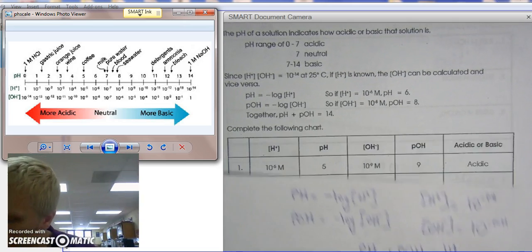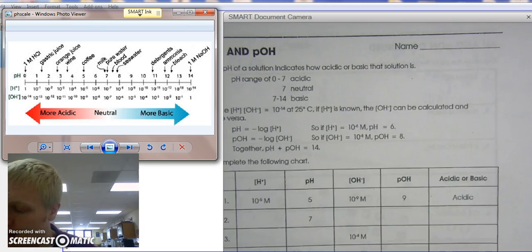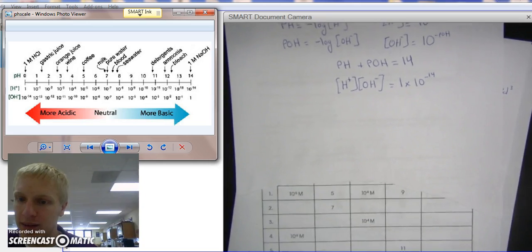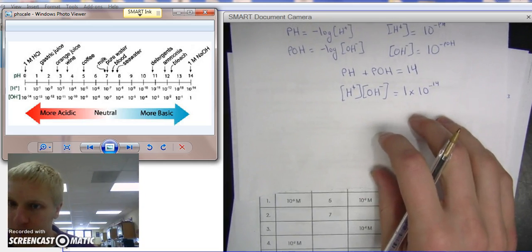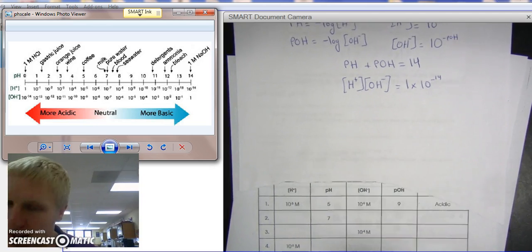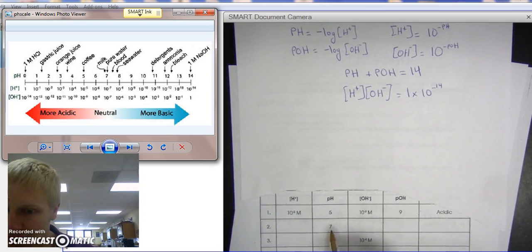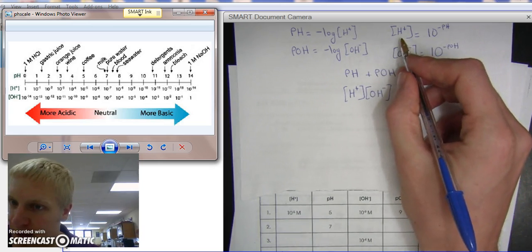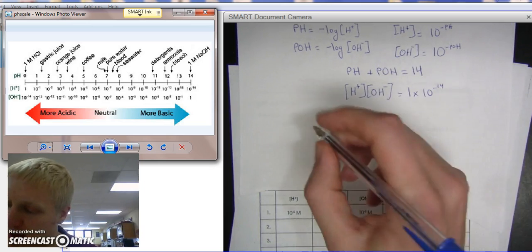Alright, so let's do some example problems here. Put this up here, we'll come back to it. Alright, so number 2 right here, all they give us is the pH is 7. That's the only thing they give us. We want to find the H plus. How do we do that? So we're going to use this equation. H plus equals 10 to the negative pH.